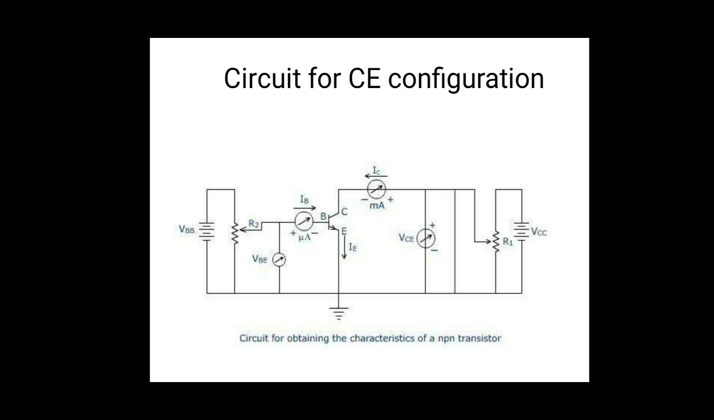So for measuring the voltage VB, we have used here a voltmeter. This is the voltmeter VB. This is another voltmeter VC we have used to measure the voltage between the collector and emitter terminals. So this is VBB, the base to base supply voltage, the main supply voltage. This is VCC, nothing but the collector to collector supply voltage.